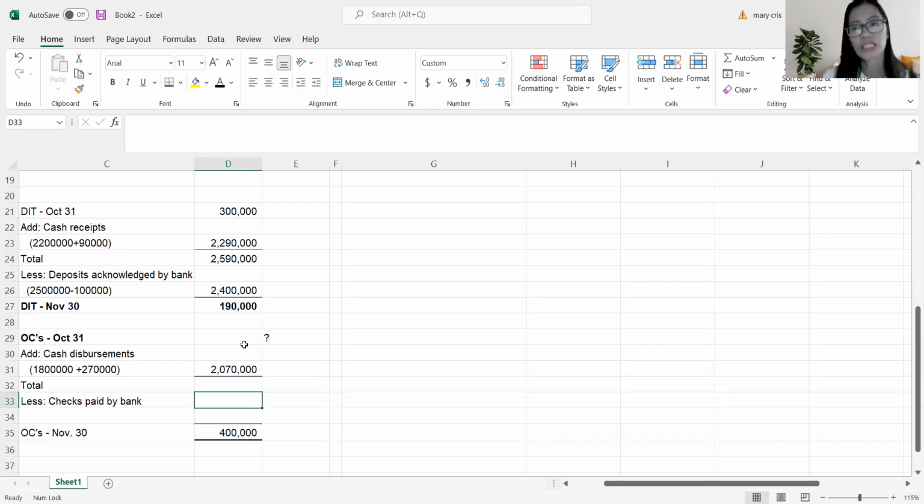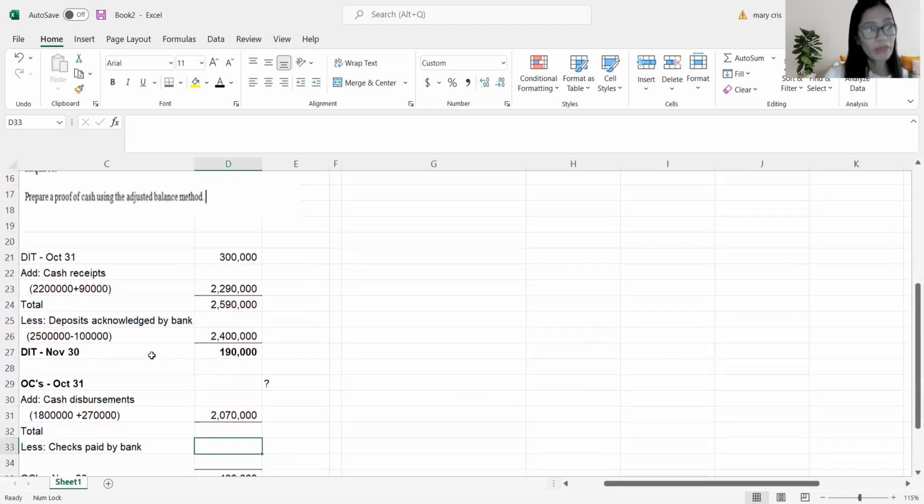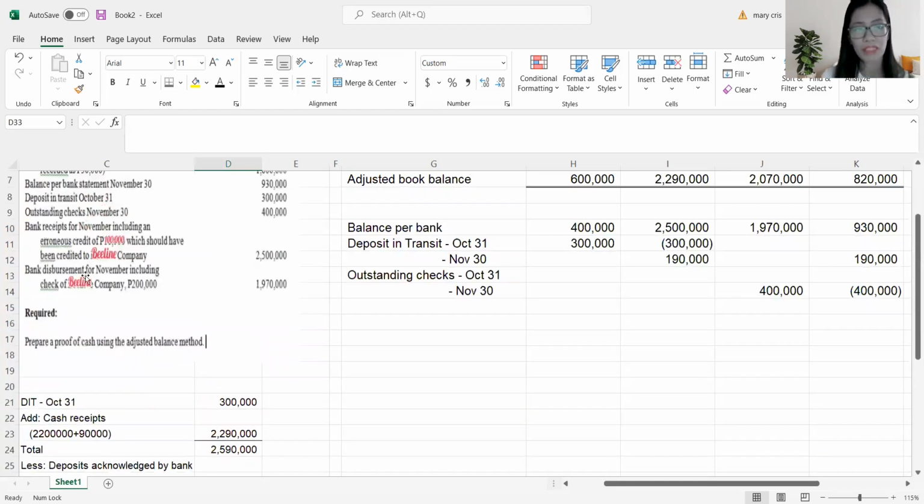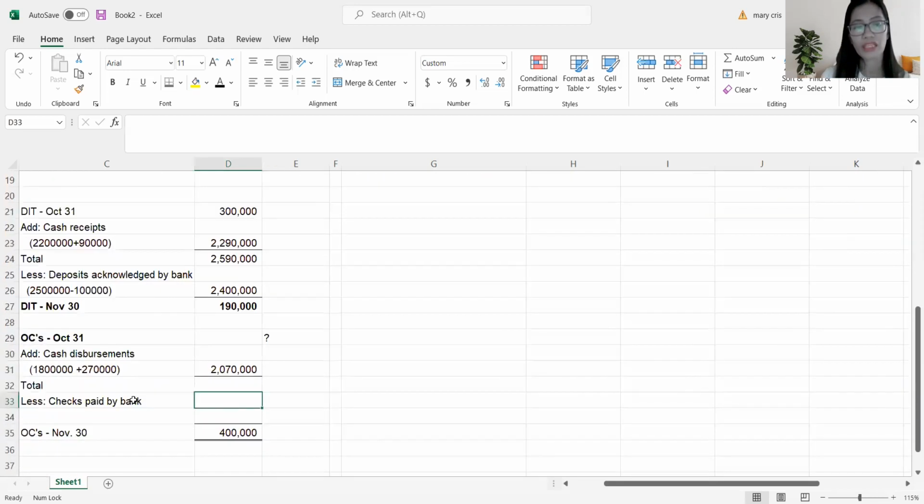So, hindi siya sa entity. So, check lang natin, asan ba natin makikita yung checks paid by the bank? So, tingnan lang natin yung ating mga bank debits or bank disbursements. So, in this case, that's 1,970,000.